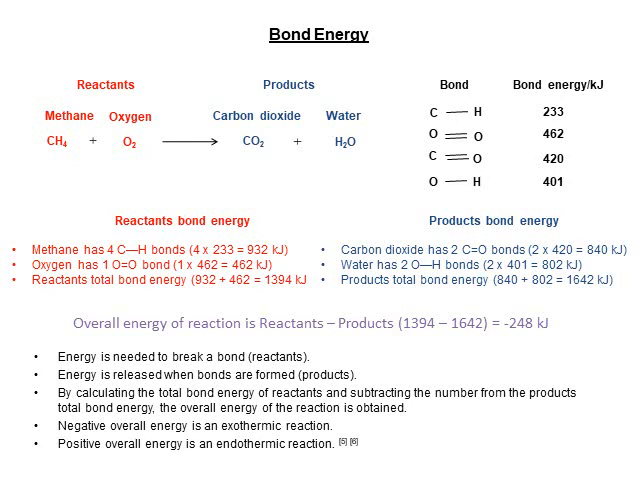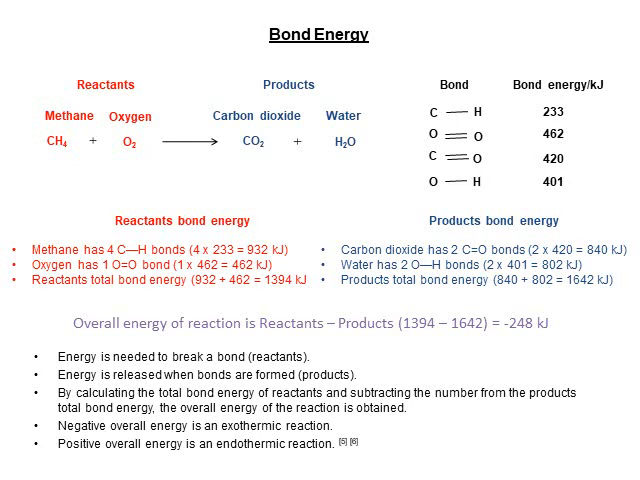So methane has 4 single carbon-hydrogen bonds. So if we look over our bond energy graph, we see that's 233. So it's 233 times 4. This gives you 932 kilojoules. Oxygen has 1 double bond between the two oxygens. So it's 1 times 426. So the total bond energy is then both added together, which gives 1,394 kilojoules.